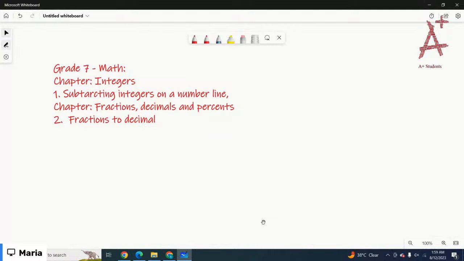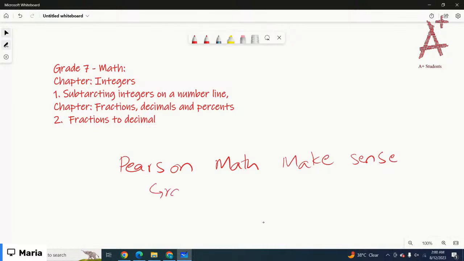We are here for grade 7 math. So we are working on chapter 2, that's from the book Maths Make Sense grade 7. You can find the book, that is Pearson Math Make Sense grade 7.